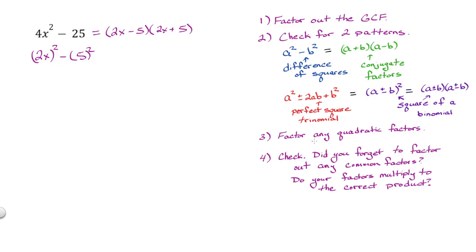Move on to step 3, factor any quadratic factors. My first factor is linear, it's x to the first. My second factor is linear, x to the first. I can skip step 3. And now on to step 4, just do a quick check. Did I forget to factor out any common factors?